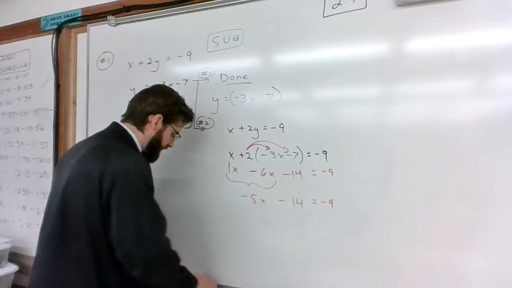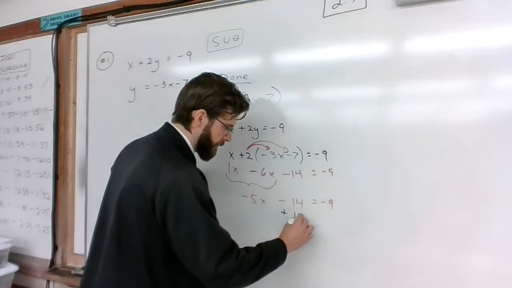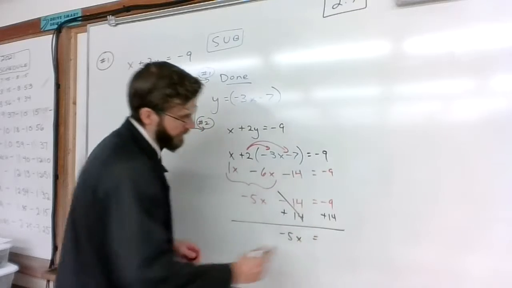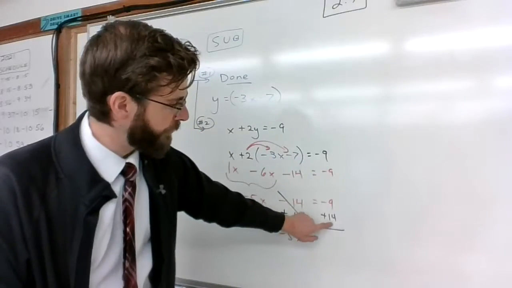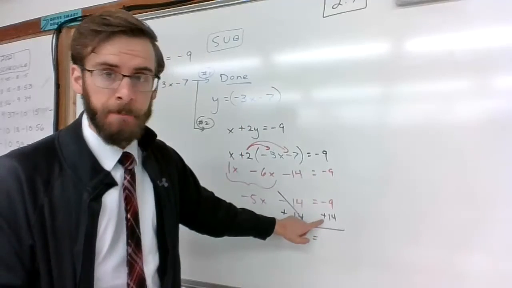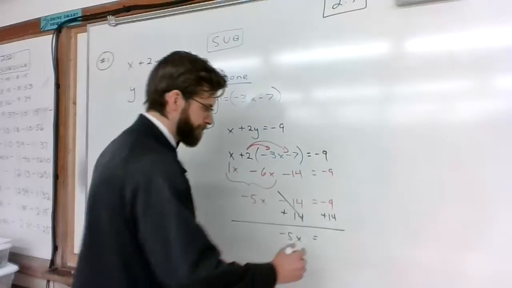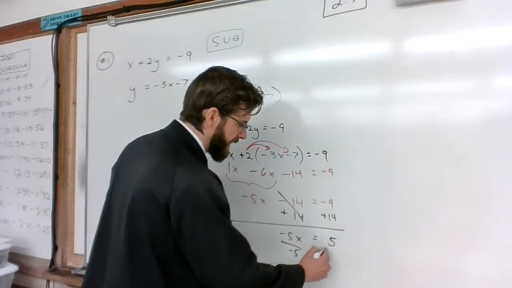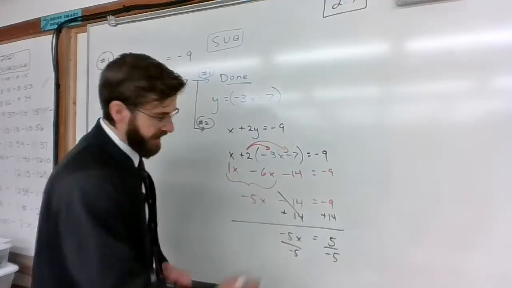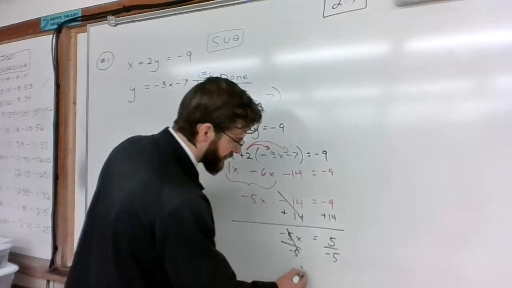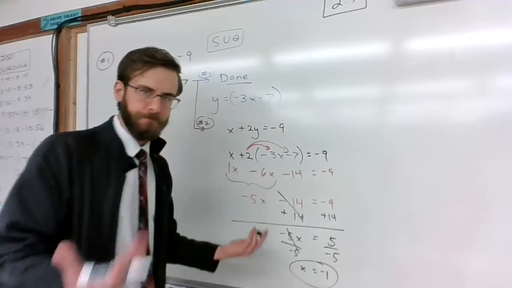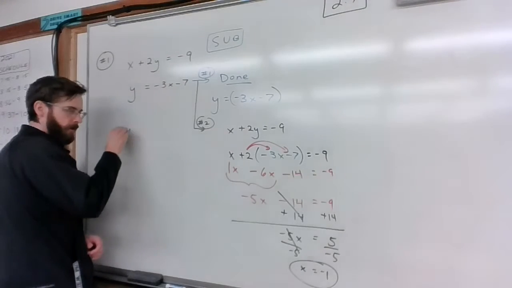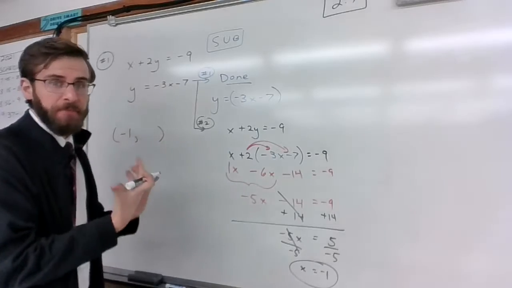I can add 14 to both sides, which gives me negative 5x. This cancels. Opposites subtract, so 14 minus 9 is 5. Take the sign of the bigger number, which is 14. So it's going to be a positive 5. Then you're going to divide both sides by negative 5. You're always dividing by the number in front of x. That cancels that out. You're left with x equals negative 1. Okay, I got my x term. So it's going to be negative 1 comma something.